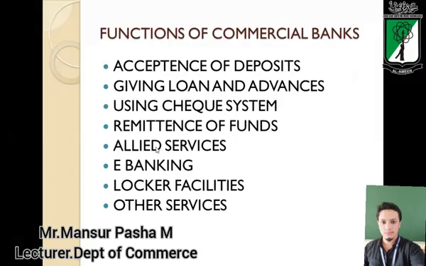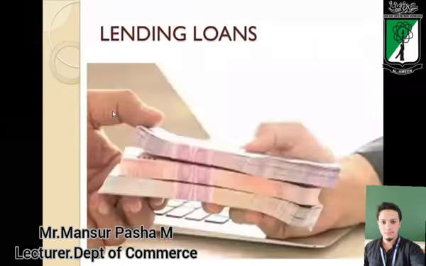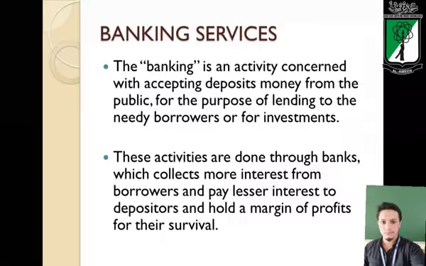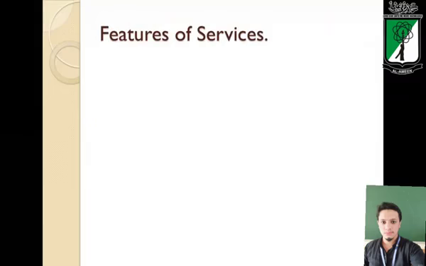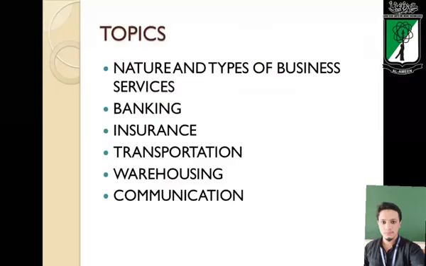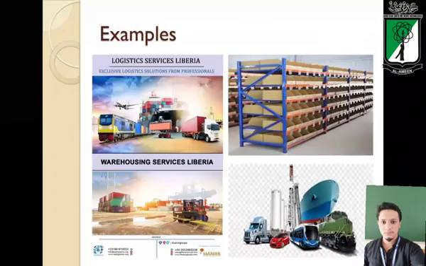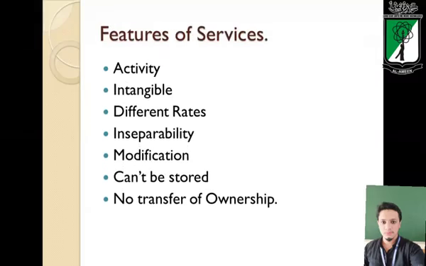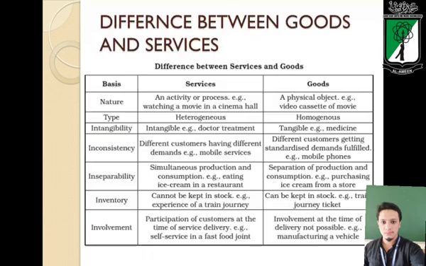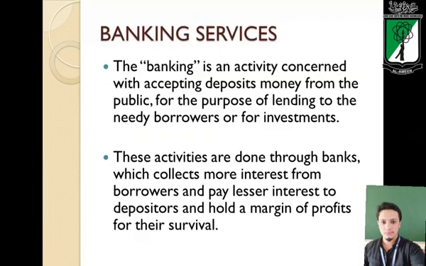So today we are going to discuss the functions of commercial bank. Before that, we already learned some topics: the meaning of business services, the examples and features of business services, and the features: activities, intangible, different rates, inseparability, modification, can't be stored, and no transfer of ownership. These are the features that we learned in the last class. Then the difference between goods and services, then the banking service.